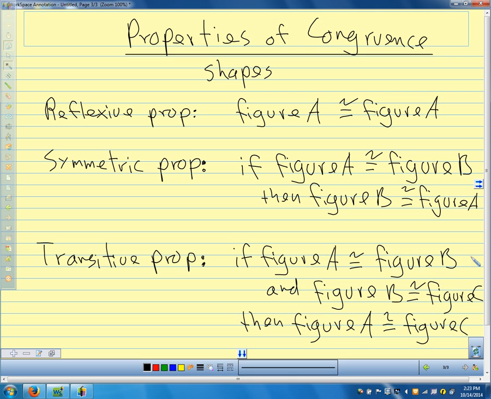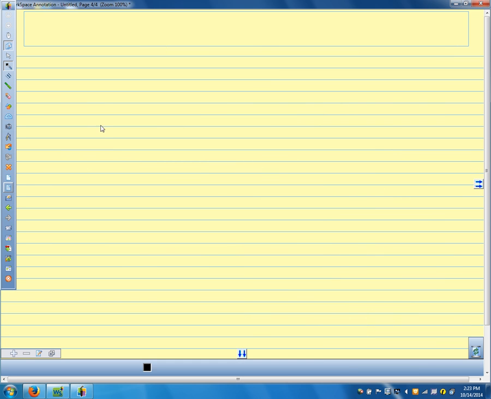All right, and we use the properties of congruence for shapes. Properties of equality we use for numbers and equations. Properties of congruence we're going to use for shapes. All right, questions on these properties? Okay, so what I want to do is do a little practice using these properties, and then I'll show you how we put them together to make a proof. All right.